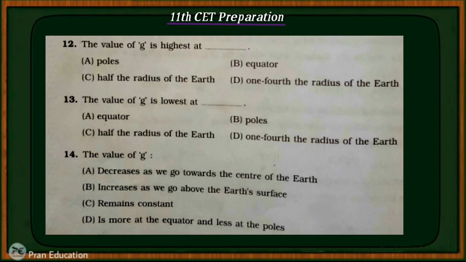Fourteenth. The value of g: Options: A, decreases as we go toward the center of the earth; B, increases as we go above the earth's surface; C, remains constant; and D, is smaller at the equator and less at the poles. The correct option is option A, decreases as we go toward the center of the earth.